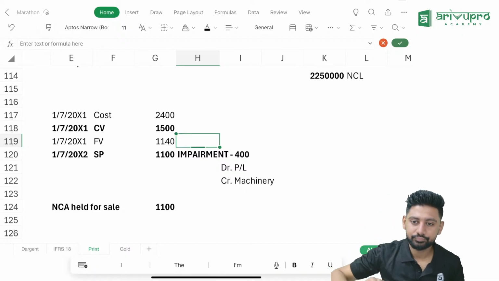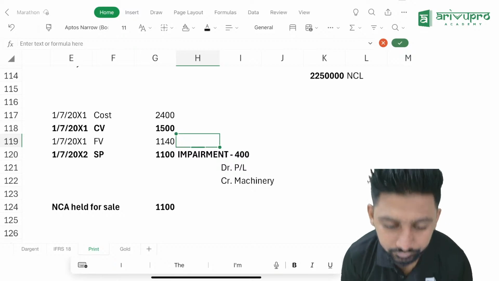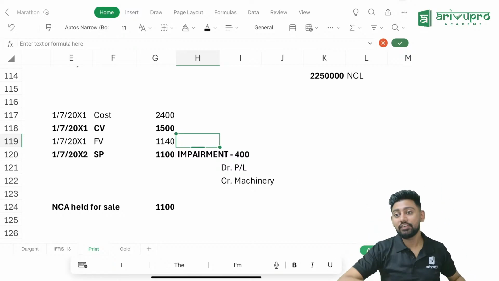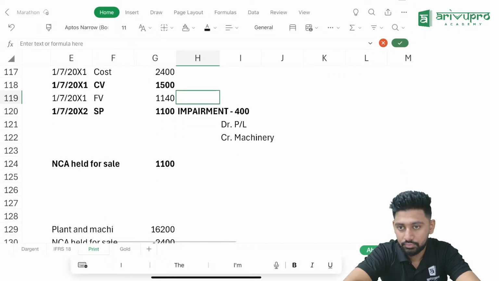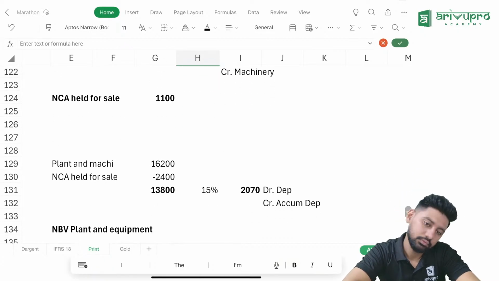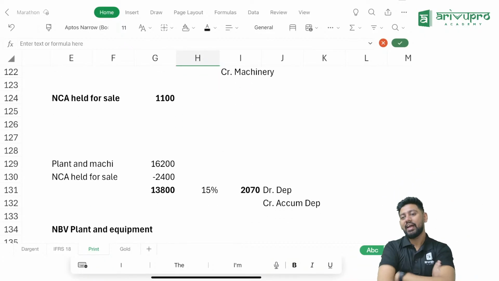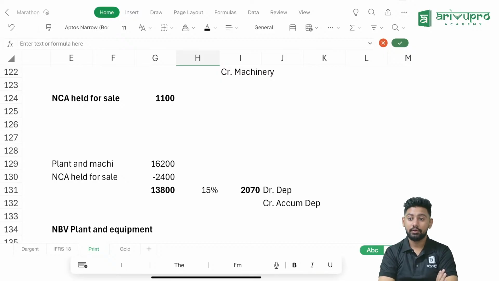Understood? The sale proceeds are 1,100. Yes, so that is the value that you have. That's what the sale proceeds are. Correct. Fair value less cost, or NRV, whichever is lower. Now remember, in IFRS 5 we studied, we treat it similar to inventory for the assets. Inventory is also an asset, no?